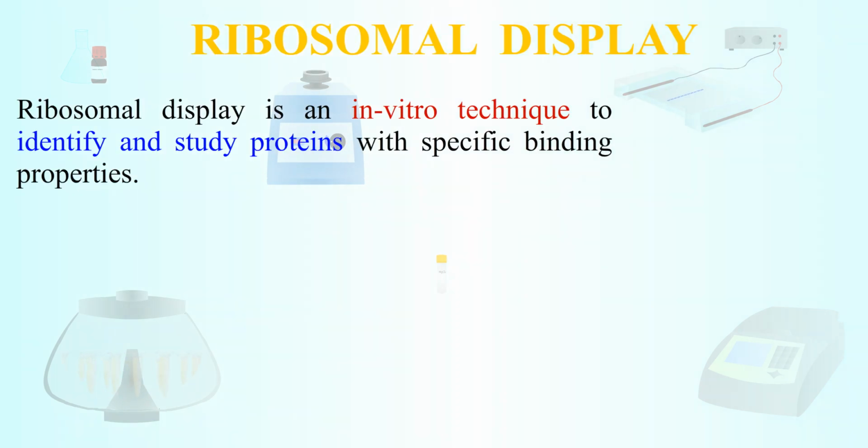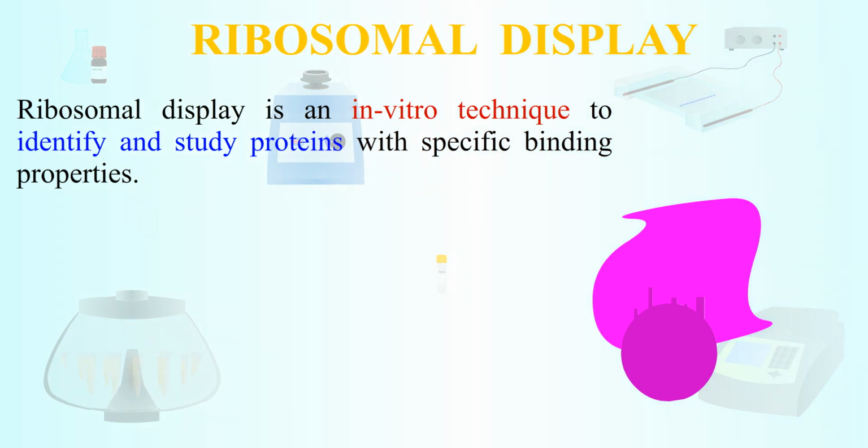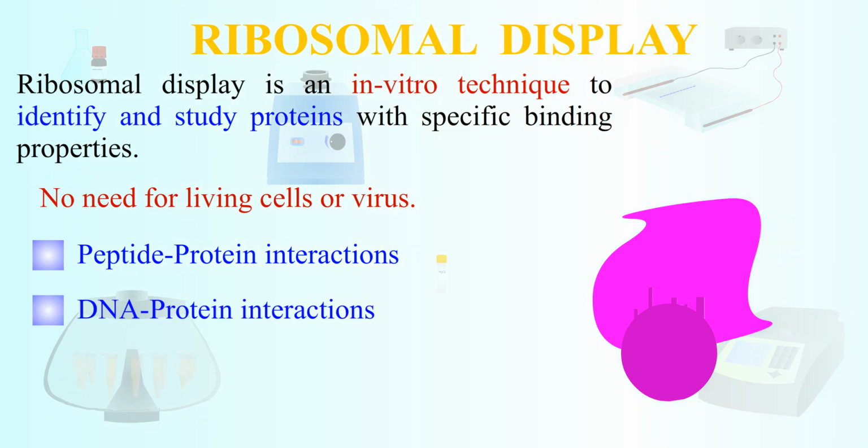Ribosomal display is an in vitro technique used to identify and study proteins with specific binding properties. That is, ribosomal display comes in handy if you want to screen a specific protein synthesized by a specific gene, but you don't want to insert it into any cells or virus for the genome to express the protein. This system allows us to directly investigate peptide-protein interactions, DNA-protein interactions, or to select the peptide with desired characteristics without the application of living cells.